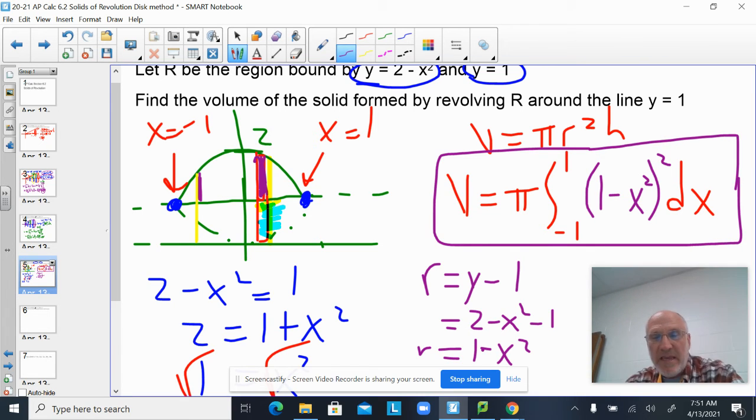Let me throw this out there. Sometimes, either on my test or on the AP test, if the functions were weird enough, it might say just set up, but don't evaluate the integral. Like if this was a crazy function that we didn't know how to take the antiderivative of, it might just ask us to set up the integral. This one we can in fact solve.